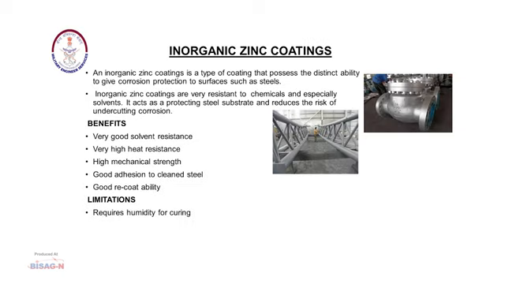Inorganic zinc coating. An inorganic zinc coating is a type of coating that possesses the distinct ability to give corrosion protection to surfaces such as steel. As the name implies, this type of coating has a large amount of zinc metal dust mixed with a binder. Inorganic zinc coatings are very resistant to different chemicals and especially solvents. They are used as primers and have the ability to provide cathodic protection. It acts as protection for the steel substrate and reduces the risk of undercutting corrosion.